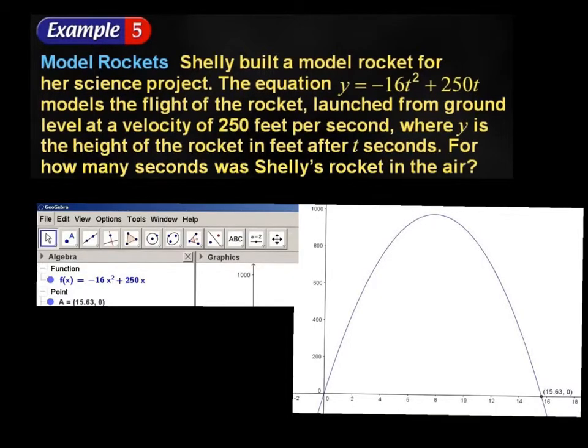Well, GeoGebra doesn't like t as a variable, it prefers x, so I typed in f of x, or you could type y equals negative 16x squared plus 250x in the input bar, and it gave me the lovely graph, and I found the intersection using this little drop down right here. Intersect two objects, and I found it to be 15.63 seconds.